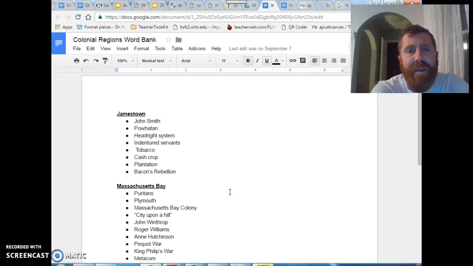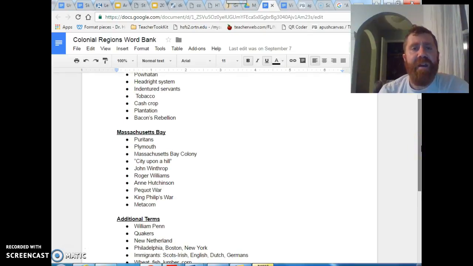All right. So in addition to the reading handout, I've also given you a word bank. This word bank is going to help you fill in the graphic organizer. This is a way that you can check to make sure that you have key information about each region. Just a couple things here. Any of these terms that say Jamestown, remember Jamestown is in Virginia, so that would be under the southern region. Anything that says Massachusetts Bay, that's in New England, so that would be in the New England region.